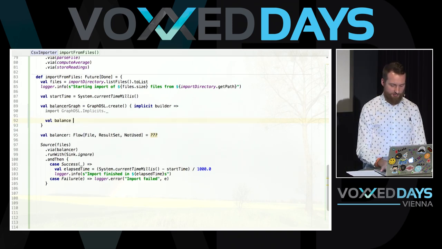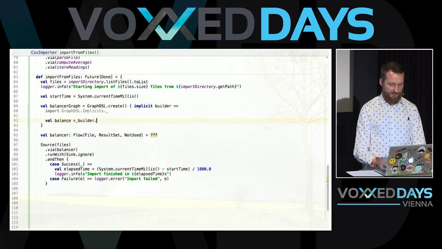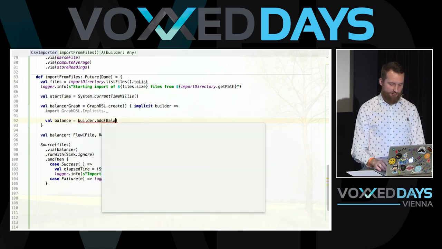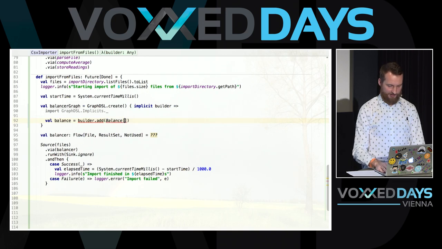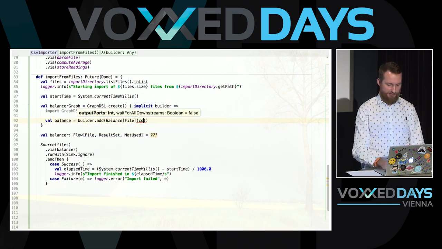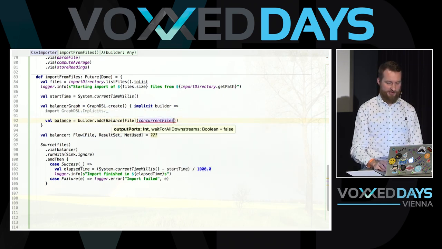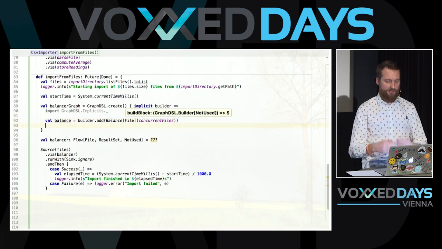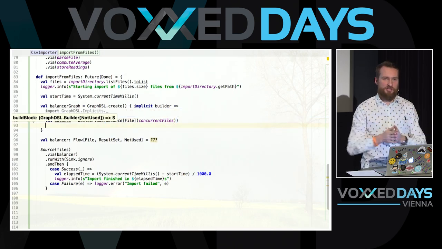So the first stage that we want to add will be called balance. And now we call builder add. And we have a built-in stage for load balancing, actually. We need to provide a type. Its type would be File. And the number of branches is also one of our configuration parameters. It's called concurrent files. So we have the balancing step, which splits the pipeline.